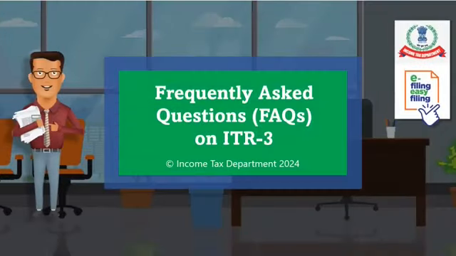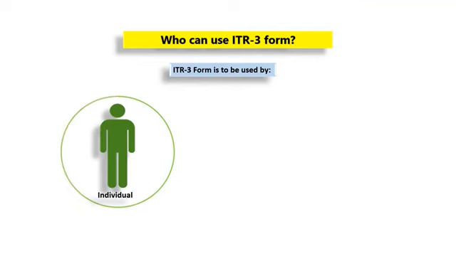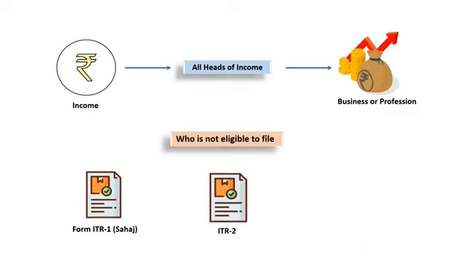This video is on frequently asked questions on Form ITR 3. Form ITR 3 can be used by those individuals and Hindu undivided families who want to report their income under any head of income, including profits and gains of business and profession, and who are not eligible to file Form ITR 1, ITR 2, or Form ITR 4.